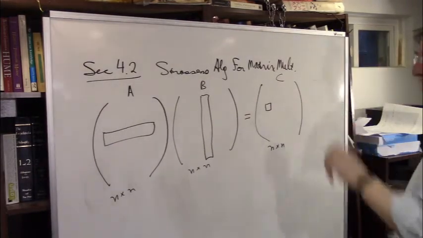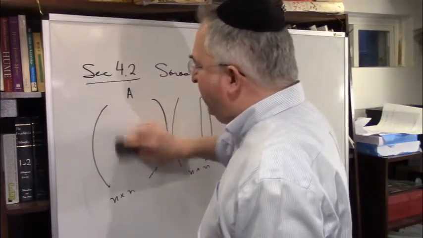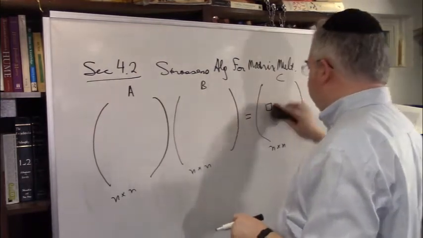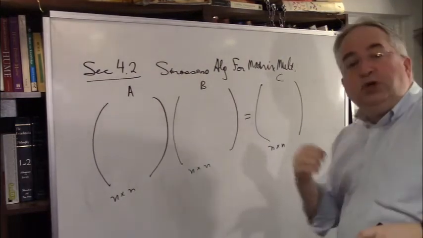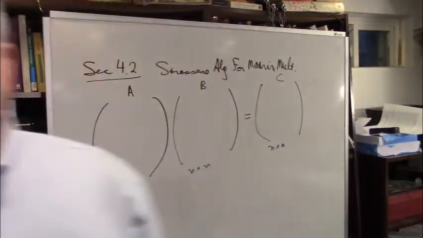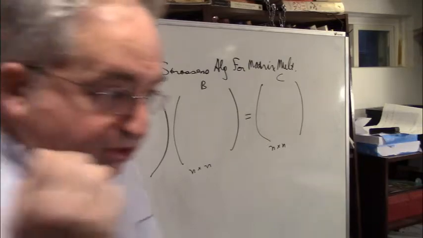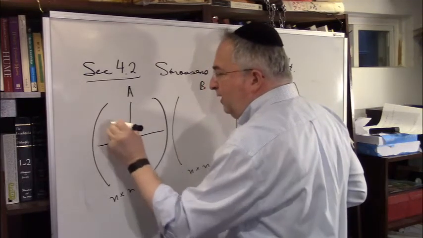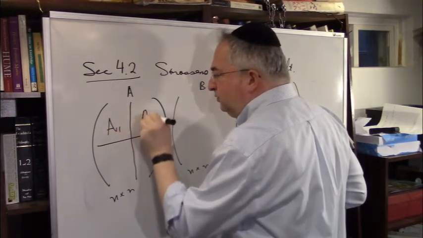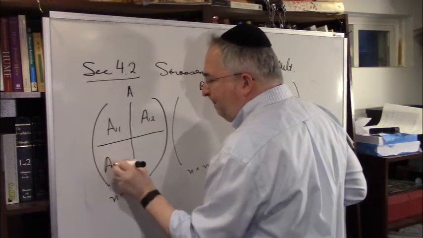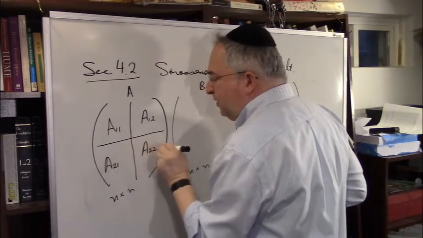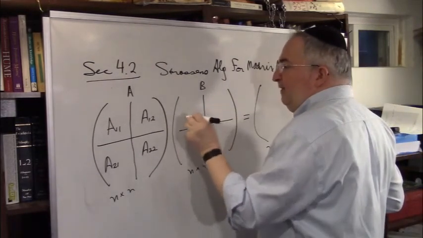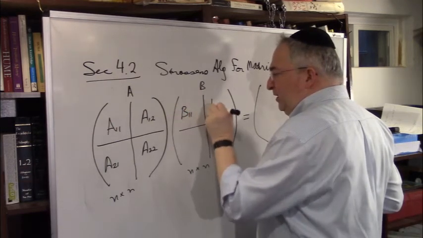Now Strassen was a very smart man, and he said, you know what? Can't I do this recursively? Okay, so let's see what he did. What is recursion all about? Recursion is all about chopping a problem into little parts. So take this n by n matrix and chop it into 4 parts. Take this n by n matrix and chop it into 4 parts.